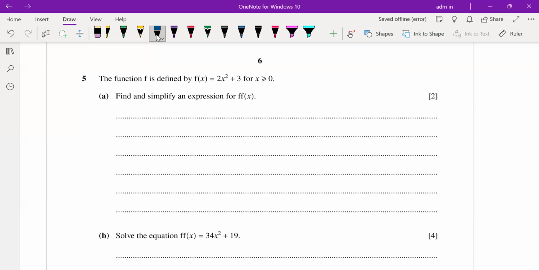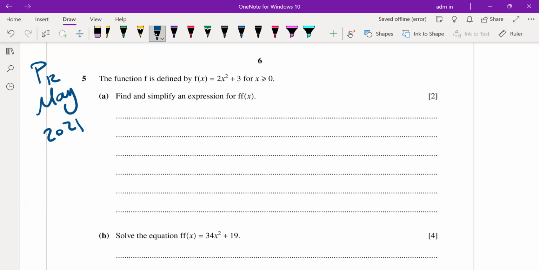The function f is defined by f of x is equal to x squared plus 3. In this tutorial, we'll solve question number 5, paper 12, May/June 2021. The function is given according to the domain.